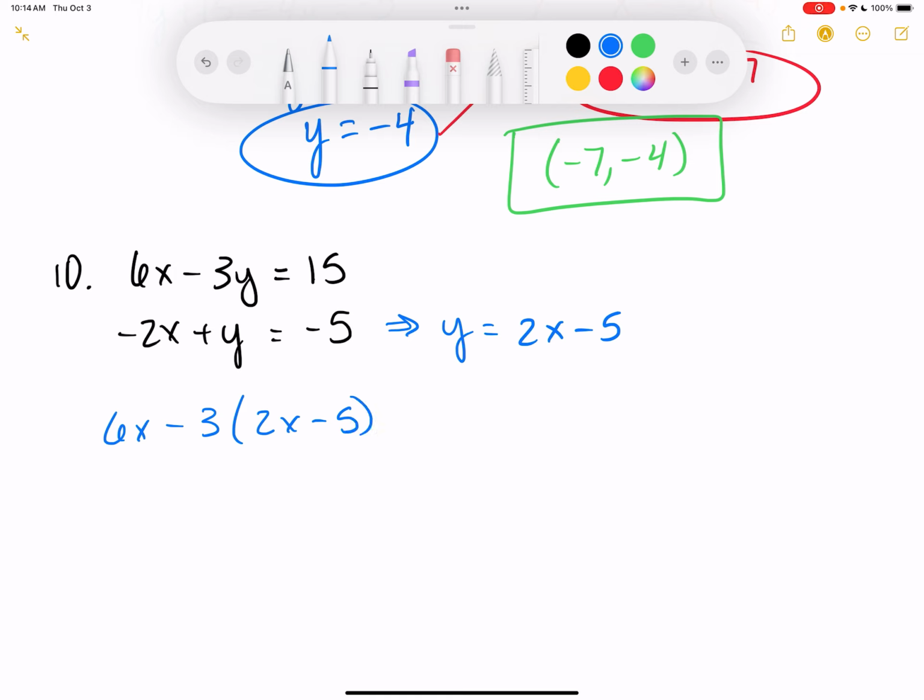Oh, it's weird. So did the x's cancel? Minus 6x plus 15 equals 15. It's a true statement. Does that mean all real answers? 15 equals 15, so what does that tell me? All real answers. All real numbers. Infinitely many solutions.